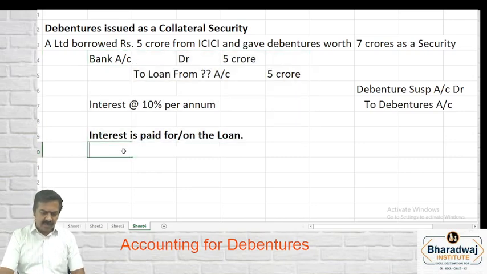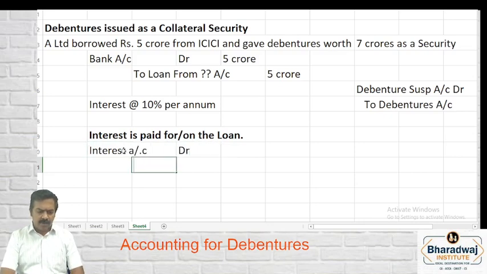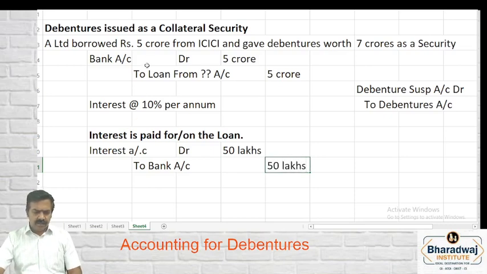When interest is paid, what entry will we pass? Interest account debit to bank account. Maybe 50 lakhs we will pass. Each year we have to pay 50 lakhs. This is a loan from ICICI.